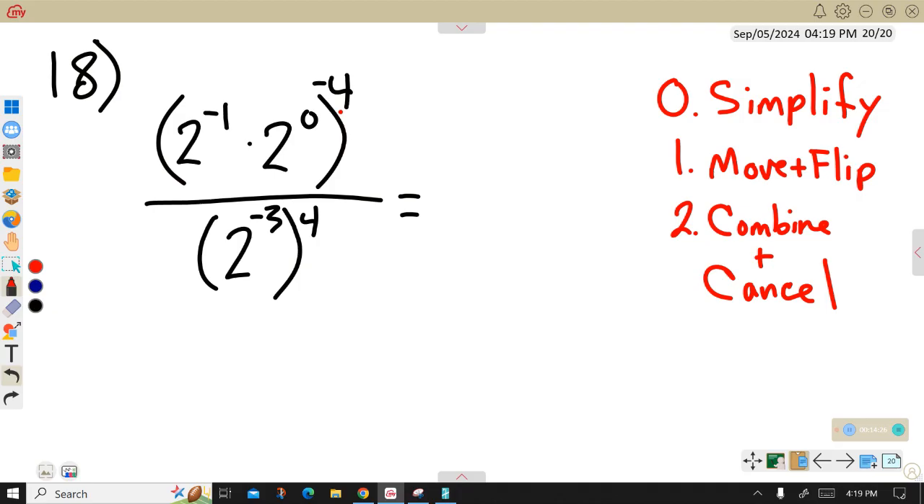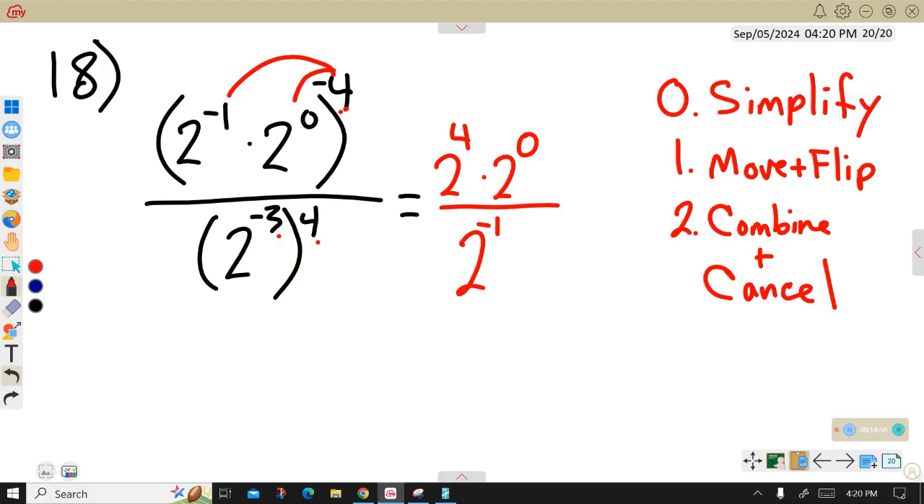So I want to multiply this negative 4 out here against these 2 exponents. That's going to make it cleaner, it's going to get rid of the parentheses and everything. So we have 2 to the negative 1, but negative 1 times negative 4 makes positive 4. And 4 times 0 is still going to give me 2 to the 0. And on bottom, when I multiply 4 times 3, because we have the power rule, that gives me 2 to the negative 12.